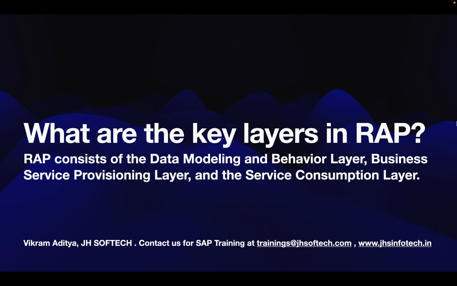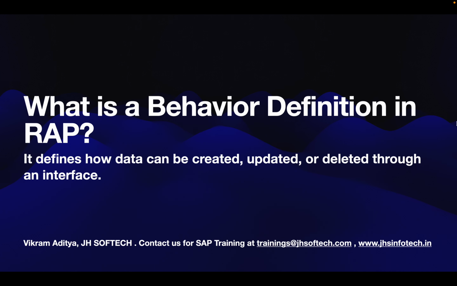So what are the key layers in RESTful application programming? RESTful application programming consists of the data modeling and behavior layer, the business service provisioning layer, and the service consumption layer. What is a behavior definition in RESTful application programming? It defines how data can be created, updated, or deleted through an interface.